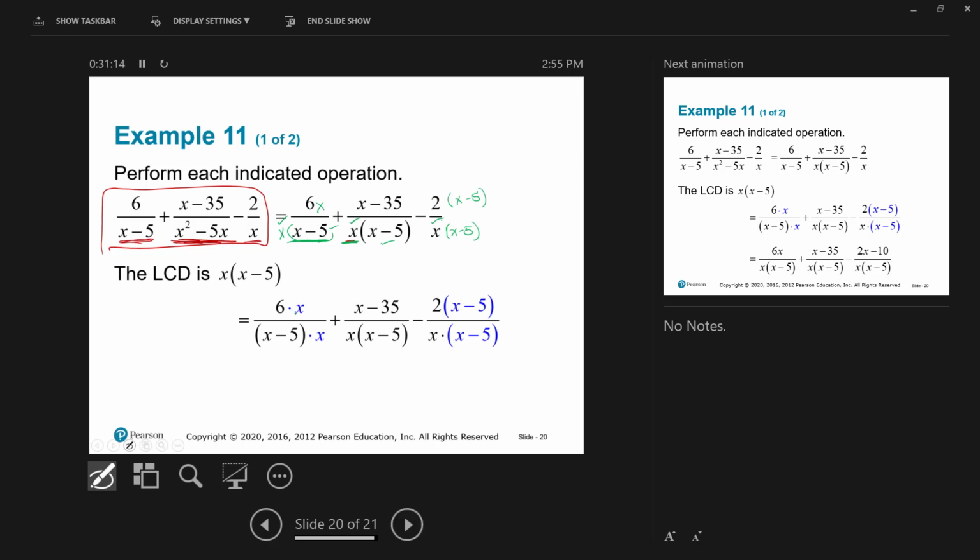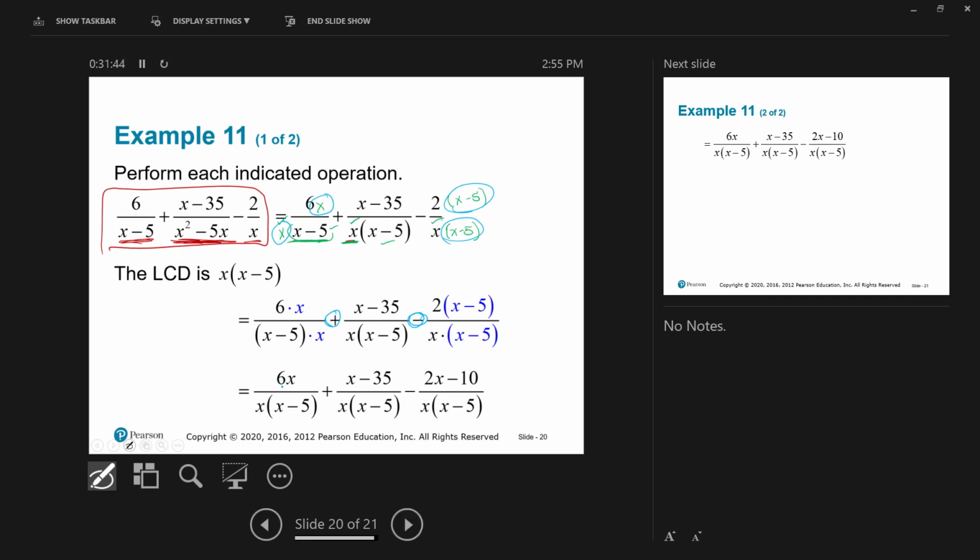They multiplied the first fraction, top and bottom, by x, just like we did. They multiplied their third fraction by x minus 5, just like we did. And they didn't multiply fraction 2 by anything. We didn't multiply fraction 2 by anything either. Okay, so we have addition and subtraction now, don't we? But we also have multiplication.